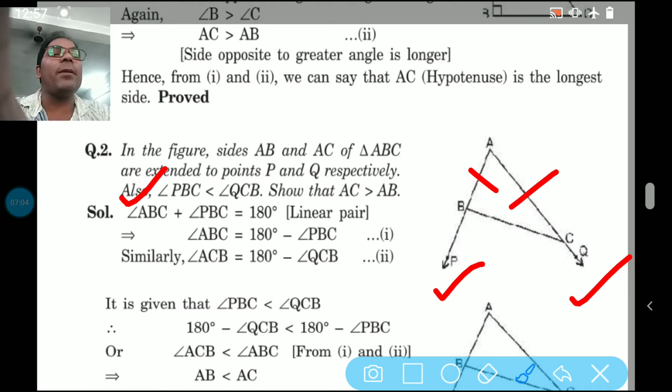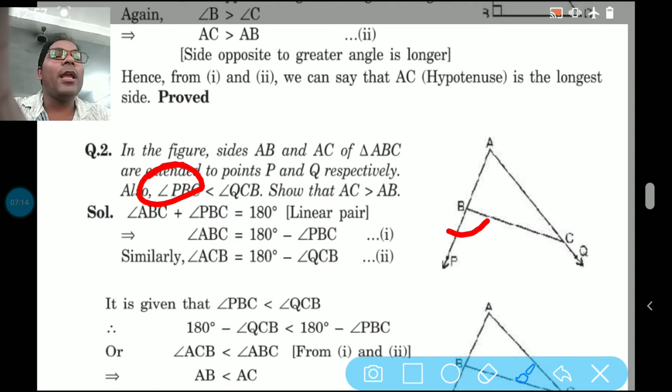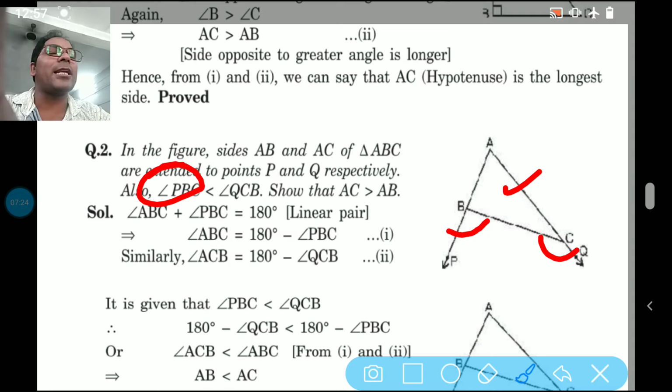Also angle PBC. Which angle is PBC? Let us see here. It is given that angle PBC is less than angle QCB. So that AC is greater than AB. We have to prove that side AC is greater than side AB. So now let us start to prove.